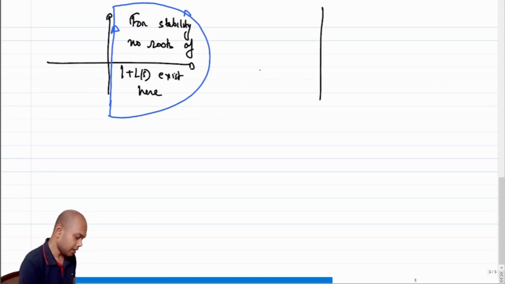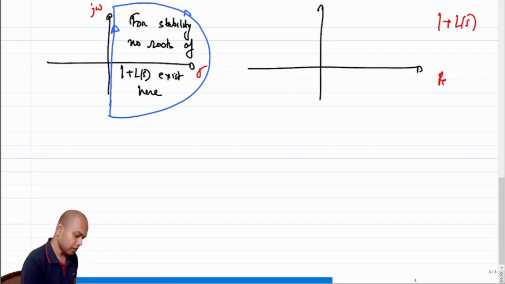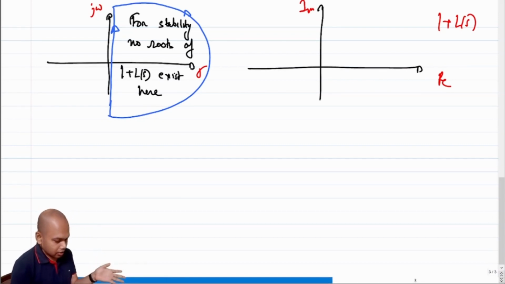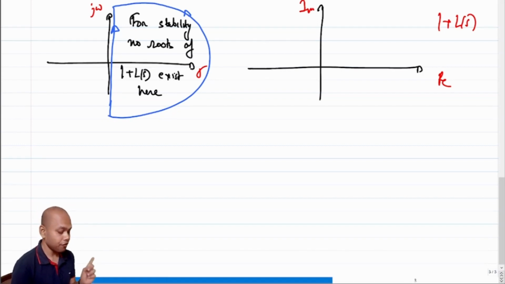We need to ensure that if we take a closed contour in the S plane, where this is sigma, this is j omega, and this is, let's say, 1 plus L of s, real, imaginary, then if the roots of 1 plus L of S don't exist, I should not be encircling the origin. Correct?